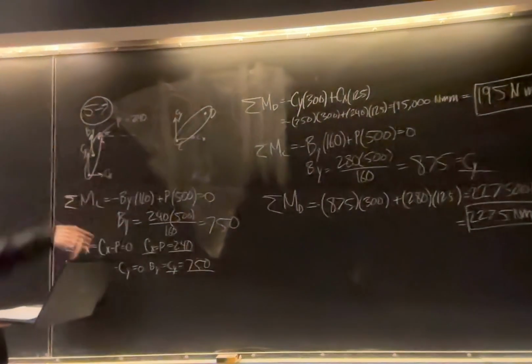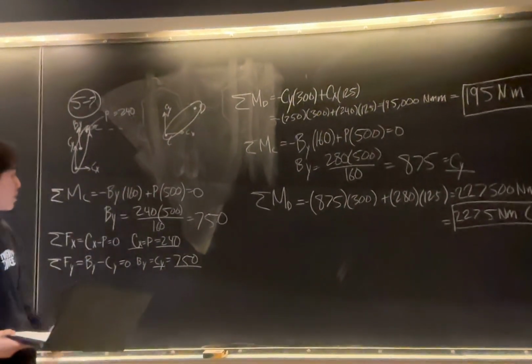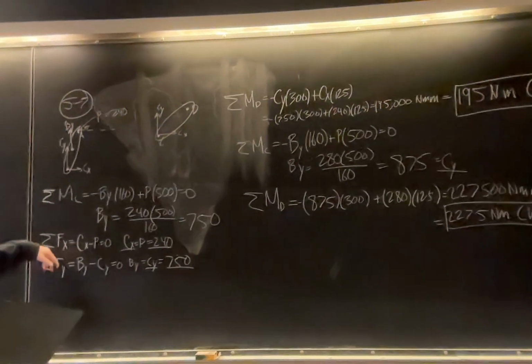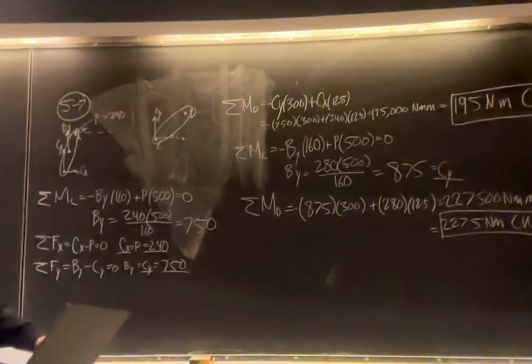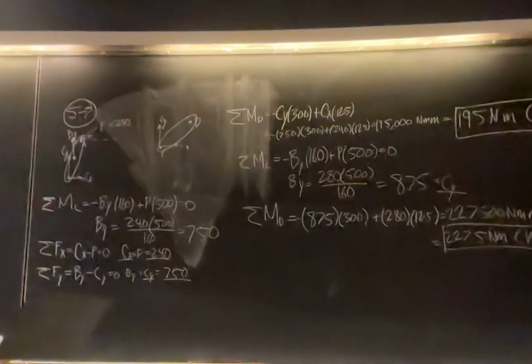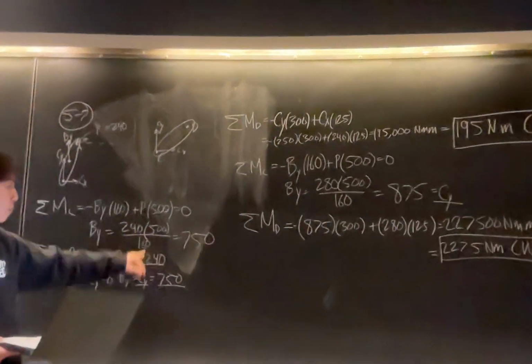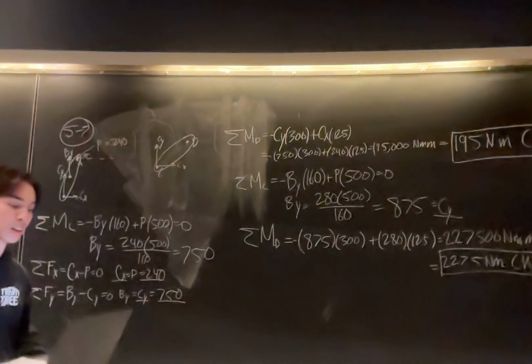Taking the moment about C, we can solve for BY using P. So we get our BY value, and then we can see that in the X direction there's only 2 components, CX and P, so they should be equal. Since we know P, we know CX now, which is 240. And for CY, same thing, only 2. Since we just solved for BY, CY is equal to BY, so now we have CY. So we have CX and CY.